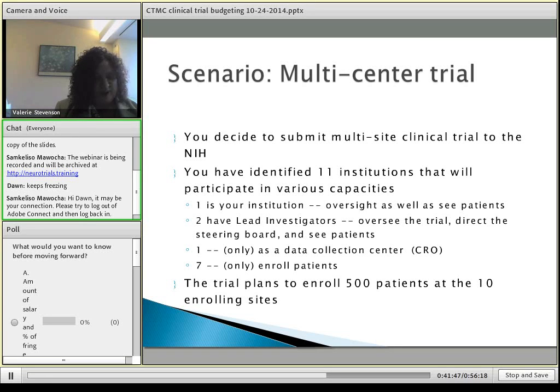And then you have a data collection center that's working as a CRO. Many times, I know for the NET, our collaborators have a grant award. So I just use this as an example as a CRO, but many times your collaborators are funded individuals and would be treated like a subcontract. So again, they could be your lead investigator, could be someone who's involved with data management, or it could be someone who's more on the clinical side. And then you have 7 sites that enroll subjects. So for this trial, as an example, you're going to be enrolling 500 subjects at the 10 sites that are actually enrolling subjects.